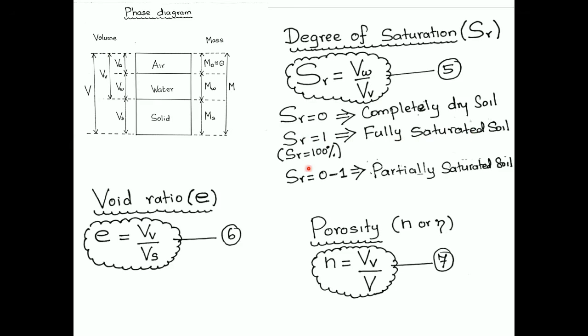SR is equal to 0 to 1, or 0 to 100%. That is a normal soil. Partially saturated soil.